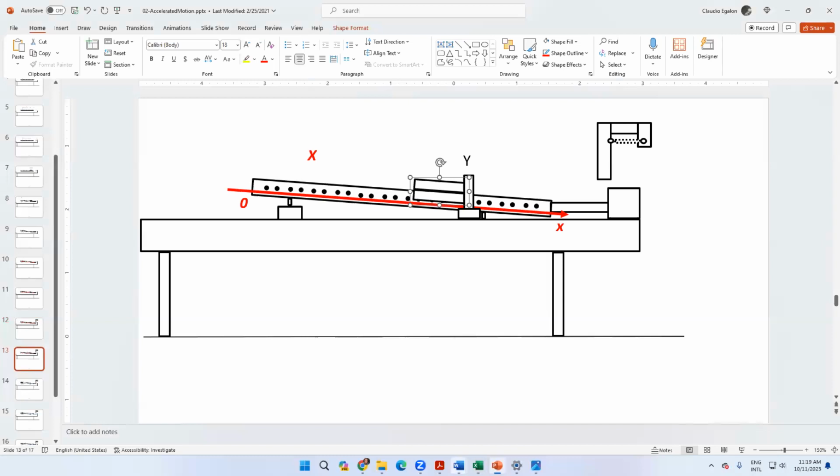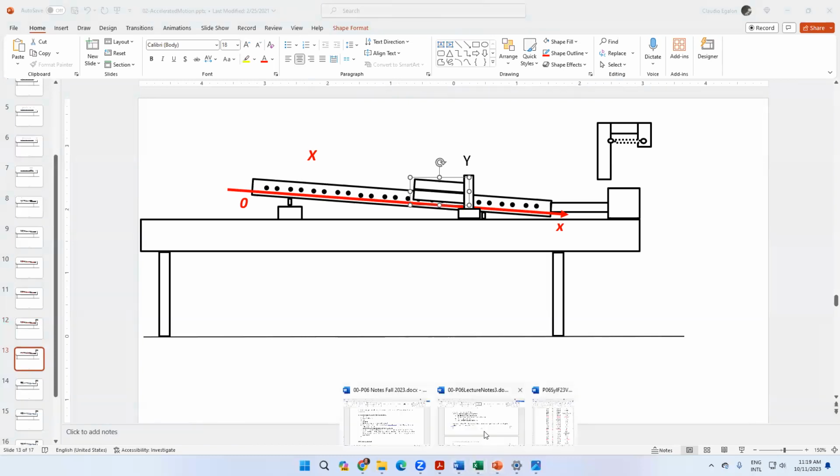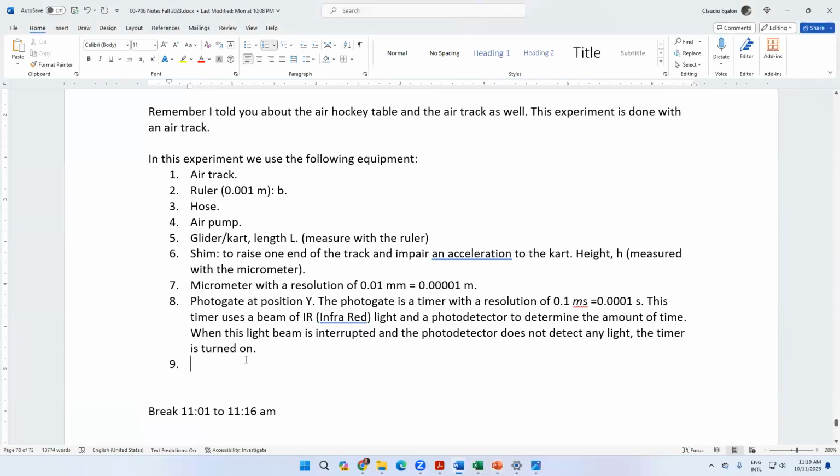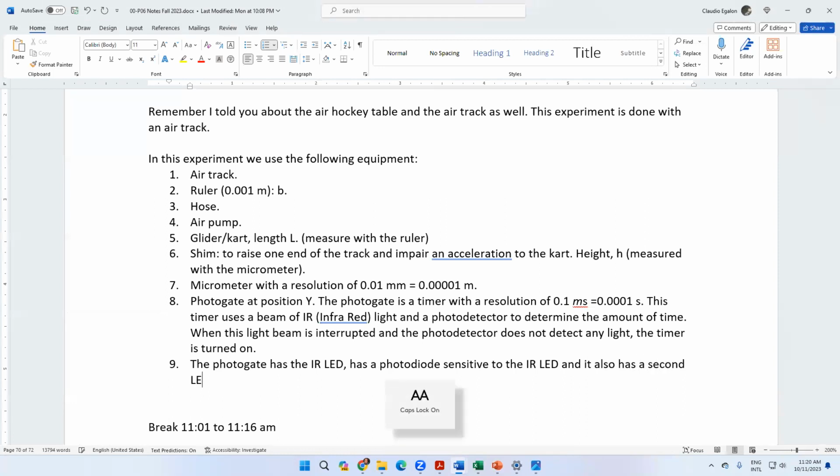I'm going to document that for you. So we have the photo gate. The photo gate has the IR LED, has a photodiode sensitive to the IR LED, and it also has a second LED.